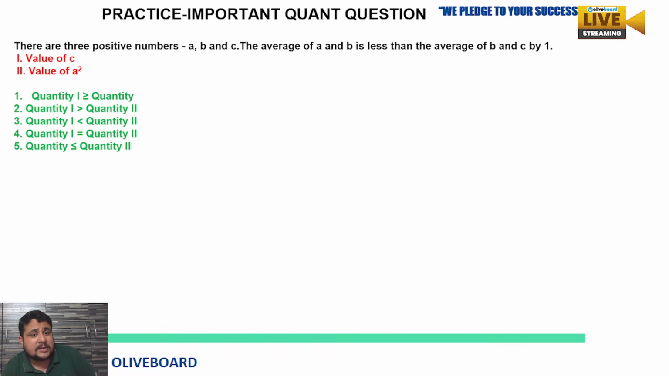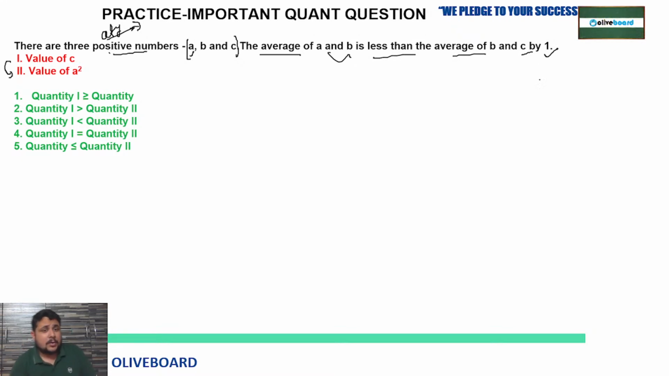Now this is a quantity based question. Quantity comparison based questions you are also going to see in the exam. Here you have to compare the quantities. They will give you some data, then they will give you quantity 1 and quantity 2, and you need to check that. There are three positive numbers, A, B and C. The average of A and B is less than the average of B and C by 1. This is the data given.